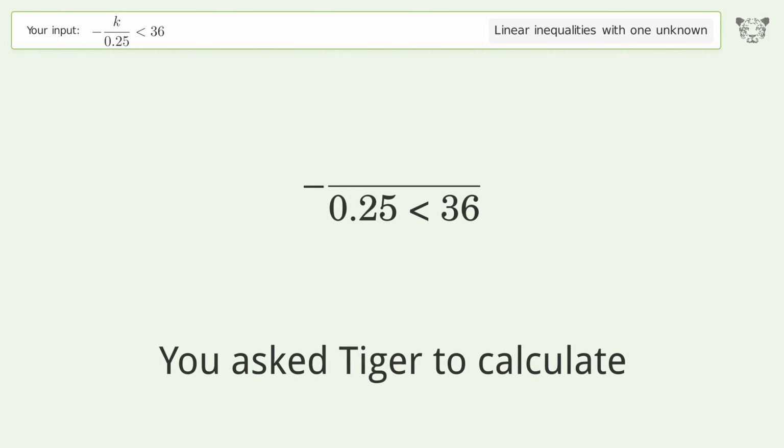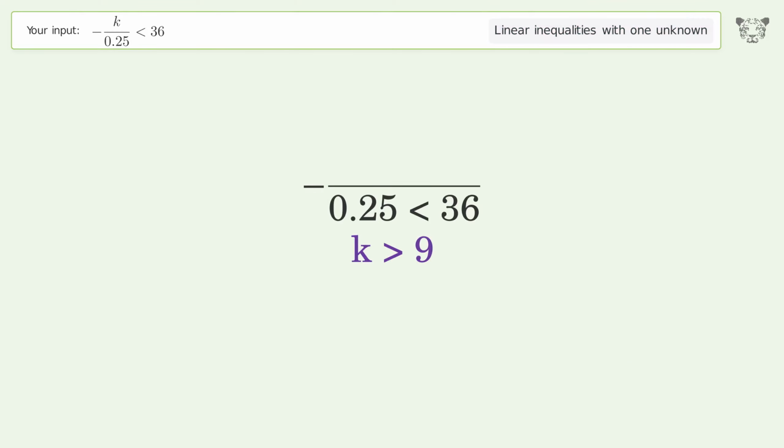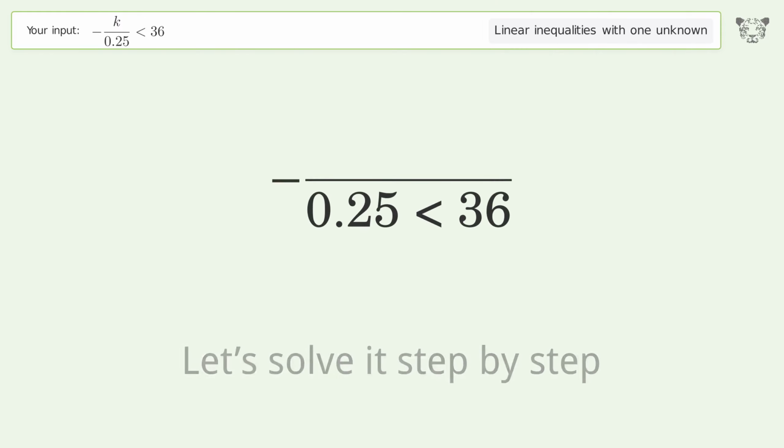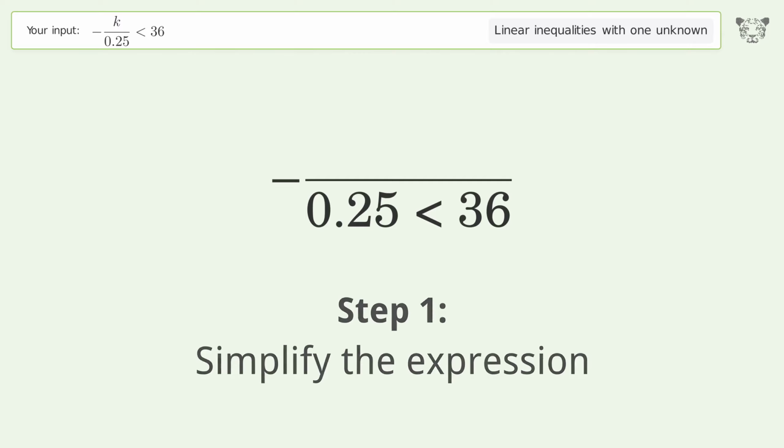You ask Tiger to calculate. This deals with linear inequalities with one unknown. The final result is k greater than -9. Let's solve it step by step.